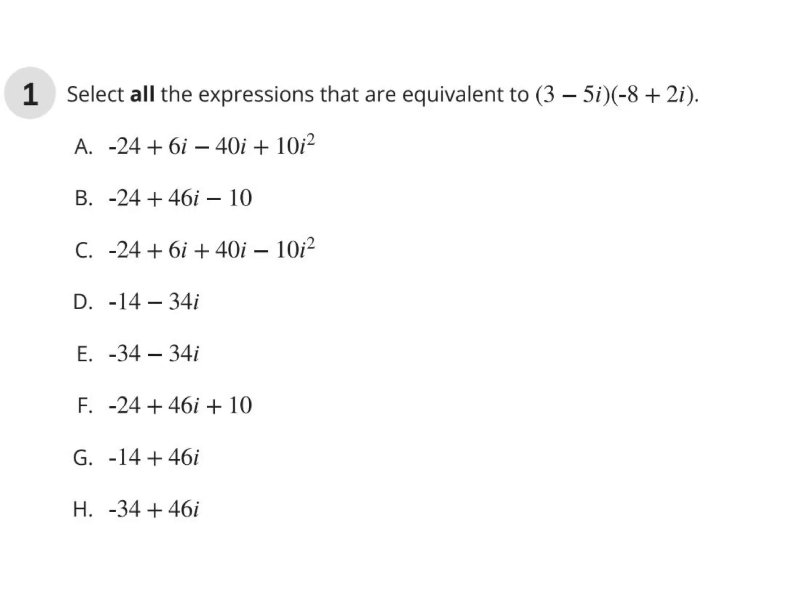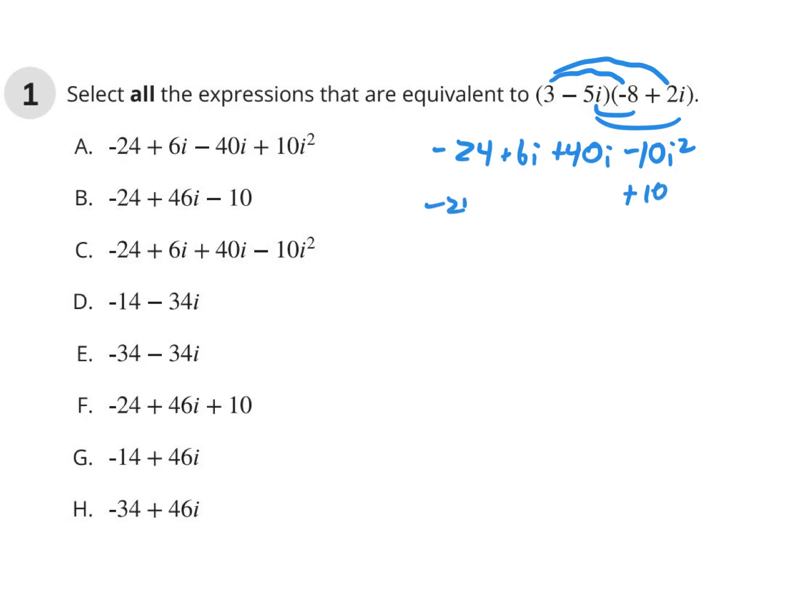So draw your distribution arrows to make sure you do the proper distribution. 3 times negative 8 is negative 24. 3 times 2i is plus 6i. Negative 5 times negative 8 is positive 40i, I'm sorry. And then negative times a positive is negative 10i squared. I squared is negative 1, so this is plus 10.